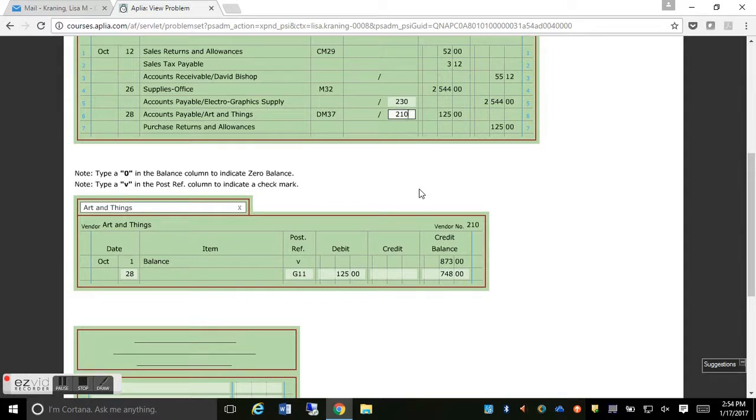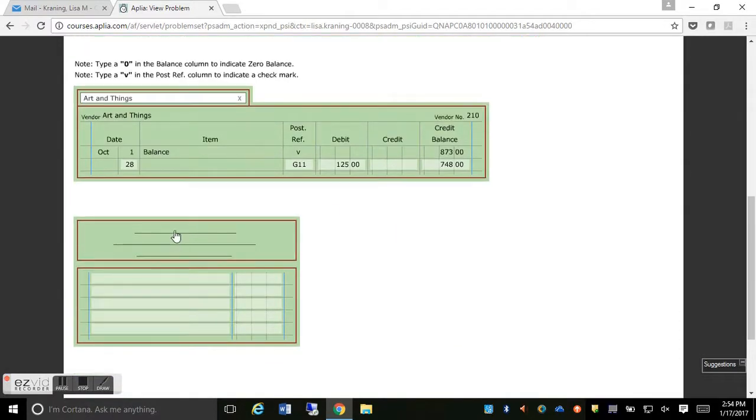Okay, step number 5 says prepare a schedule of accounts payable for Graphics Inc. on October 31st. And it says when you're done, it should equal 6,558.20. So we will come down here. Graphics Inc. is the name of our business. We are making a schedule of accounts payable, and it's October 31st. What goes in here is the accounts that are in here and their balances.